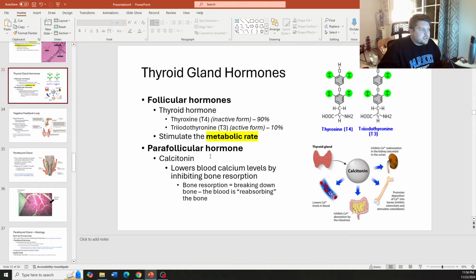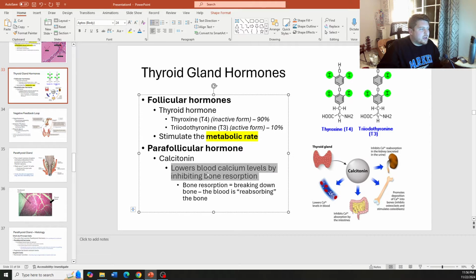The parafollicular cells, I already dove into that a little bit. It's the calcitonin, which lowers the blood calcium levels by inhibiting bone resorption. So this word always kind of bothered me, so I'm going to make sure I explain it. Bone resorption, it's saying that you're reabsorbing the minerals that are in the bone.